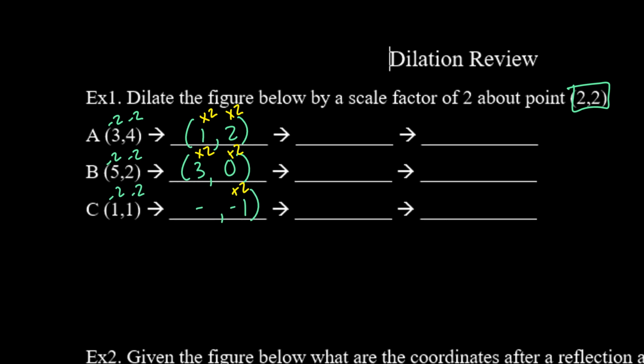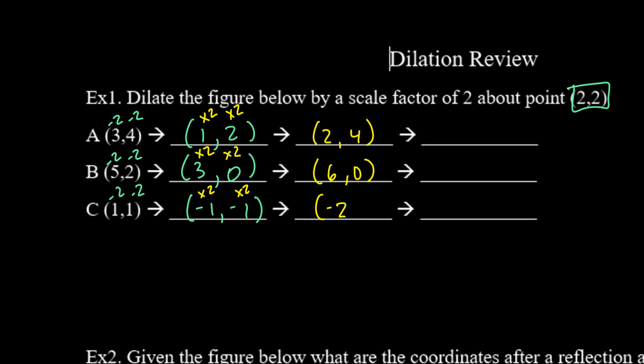Somehow I changed the multiply to a plus. So I end up with 2, 4, 6, 0, negative 2, negative 2. What did you do? I just multiplied everything by 2.